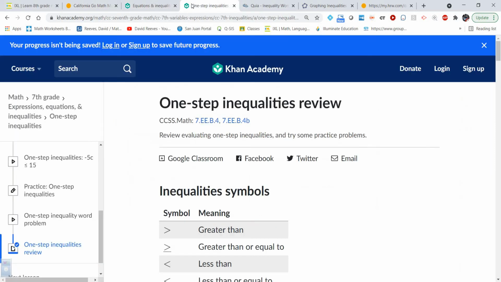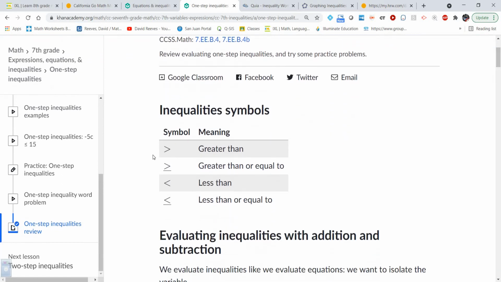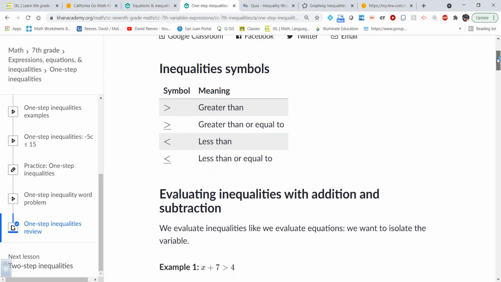So let's go over here to one-step inequalities. Again, there are our symbols: greater than or equal to, less than or equal to. They're using the word evaluating inequalities here on Khan Academy. I really wish they would have said solving inequalities. Remember, solving an equation was finding the value of the variable that made the equation true. We are now trying to find the value of the variable that makes the inequality true.